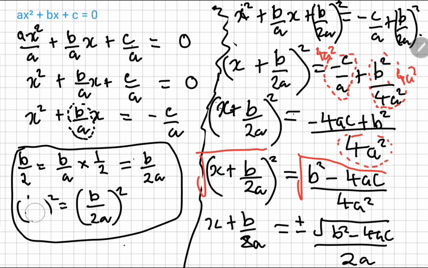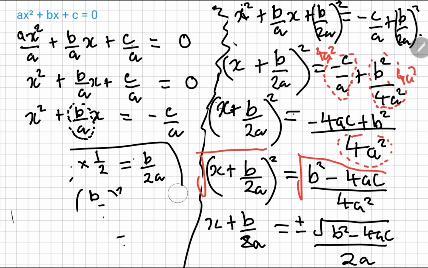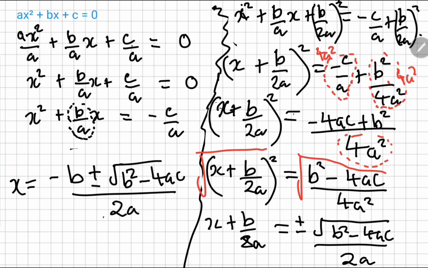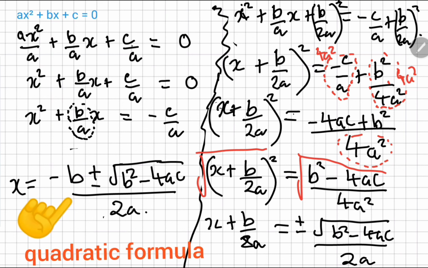If I can finish the sum on the left hand side here, what I now can have is this. The positive b over 2a goes across, becomes a negative minus b. Since the denominators are the same, we can put everything under the same denominator. Plus or minus the square root of b squared minus 4ac all over 2a. That is how the quadratic formula is obtained by solving the equation ax squared plus bx plus c is equal to 0 using the technique of completing the square.